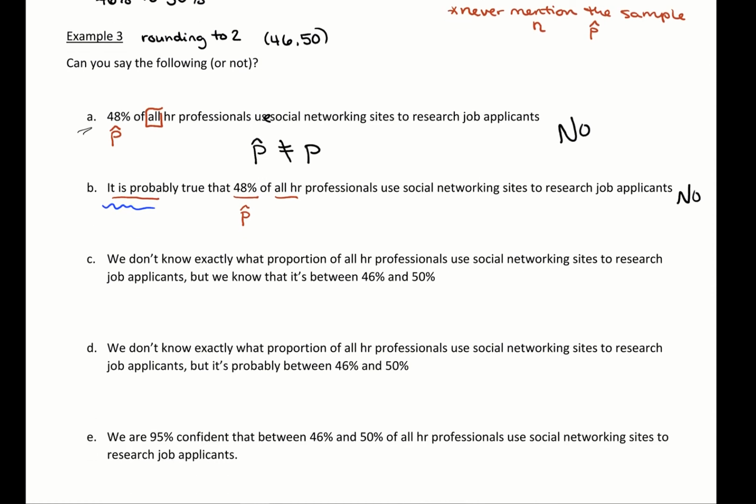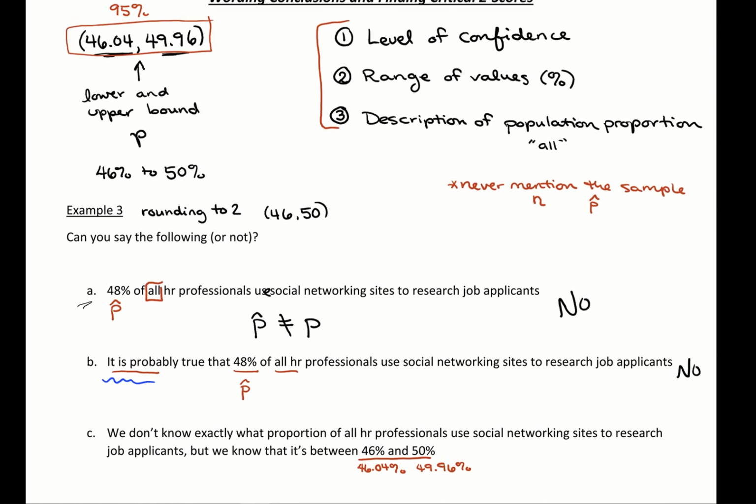With C, they say, we don't know exactly what proportion of all HR professionals use social networking sites to research job applicants. That's pretty good. That's true. We don't know exactly which. But we know that it's between 46% and 50%. So now they're bringing through our confidence interval. And if we were writing this, we'd probably want to throw in a little more accuracy with 46.04% and 49.96%. But some good things here. They're saying we don't know what it is, but we have this range of values. So in terms of the pieces we should mention, this covers 2 and 3.